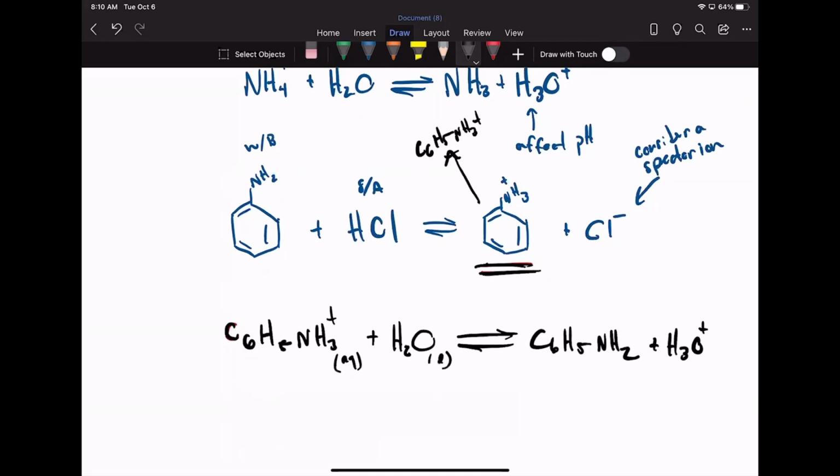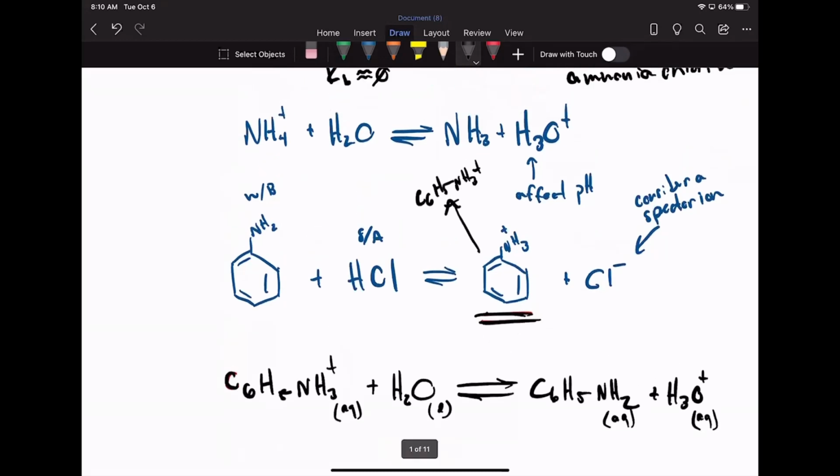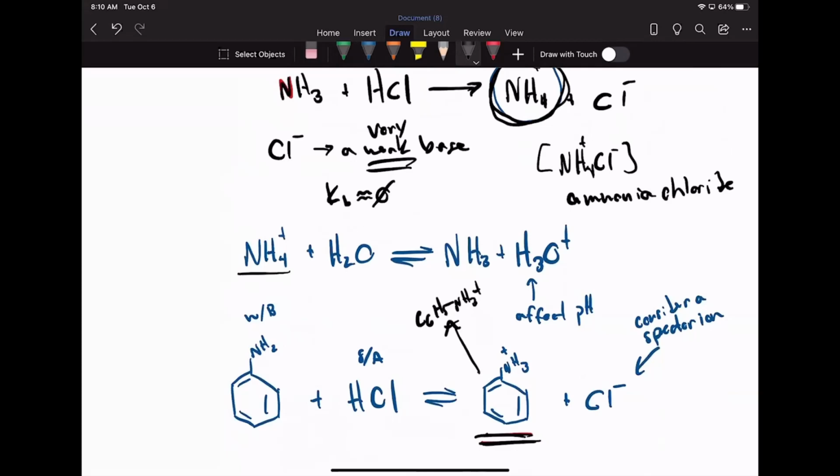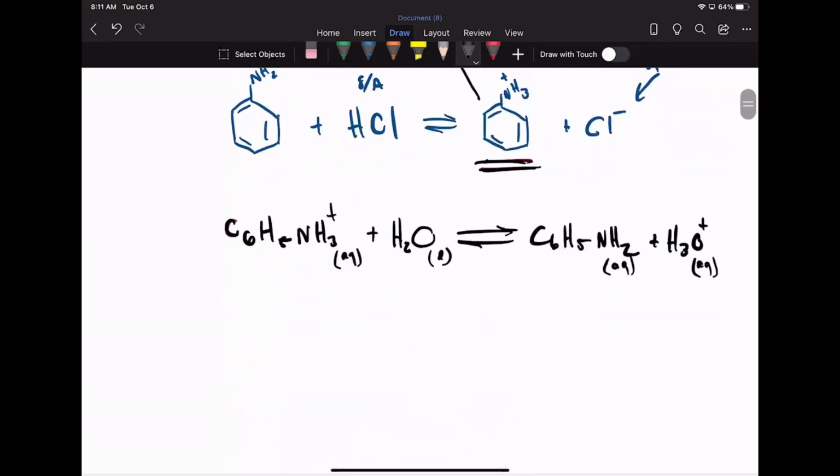Aqueous, this is liquid, aqueous, aqueous, right? So essentially, it's the same thing that we did before. This is my salt of a weak acid, strong base, and we use this to determine our reaction here. We add some water to it, and we get our conjugate base plus our hydronium, and that's what's going to affect the pH, the hydronium.